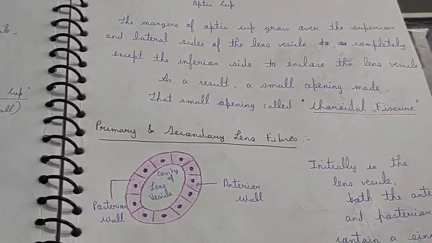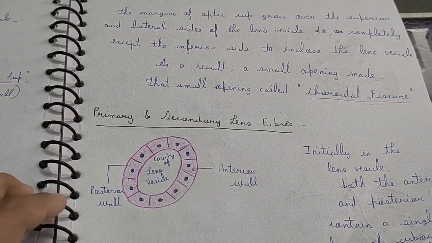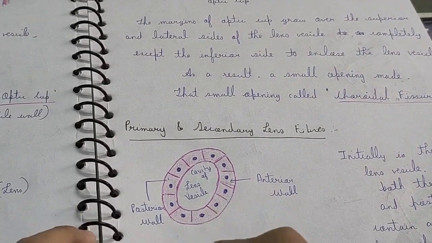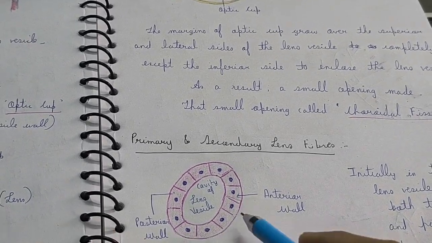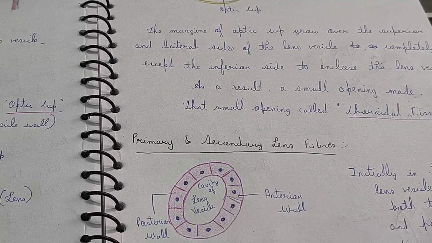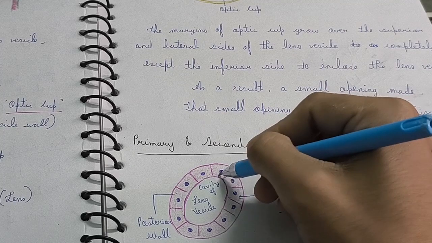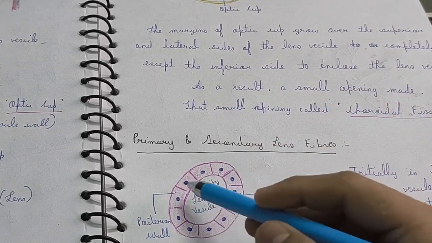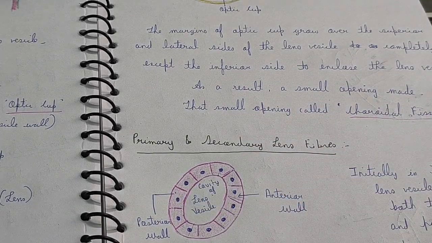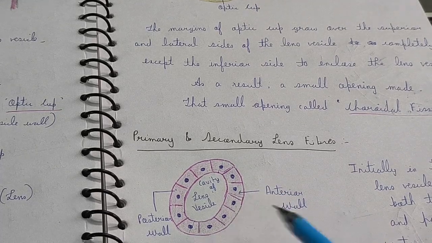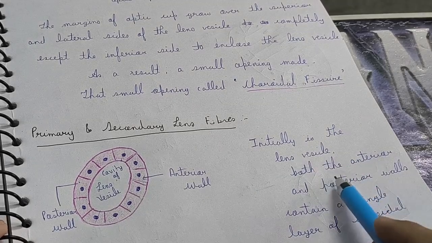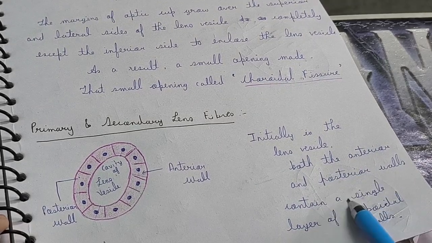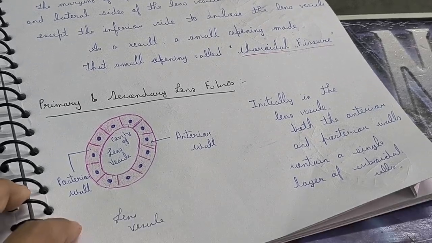Now I am going to discuss the primary and secondary fibers. This is the lens vesicle. You can see that this is the anterior wall, this is the posterior wall, and this is the cavity. This is the equatorial region. Initially both the anterior and posterior walls contain a single layer of cuboidal cells. So I have written that initially in the lens vesicle, both the anterior and posterior walls contain a single layer of cuboidal cells. So this is the initial condition.